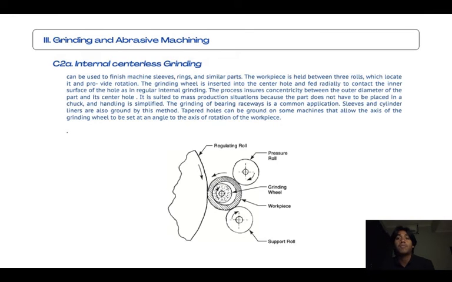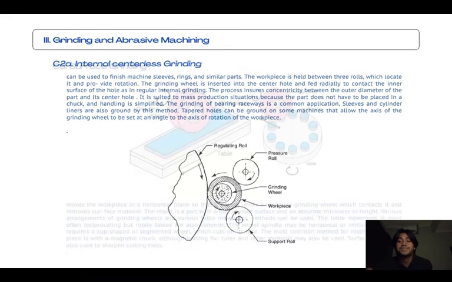Some machines have more than one spindle and thus can do rough and finish grinding in one pass, or can grind several surfaces of the workpiece simultaneously.